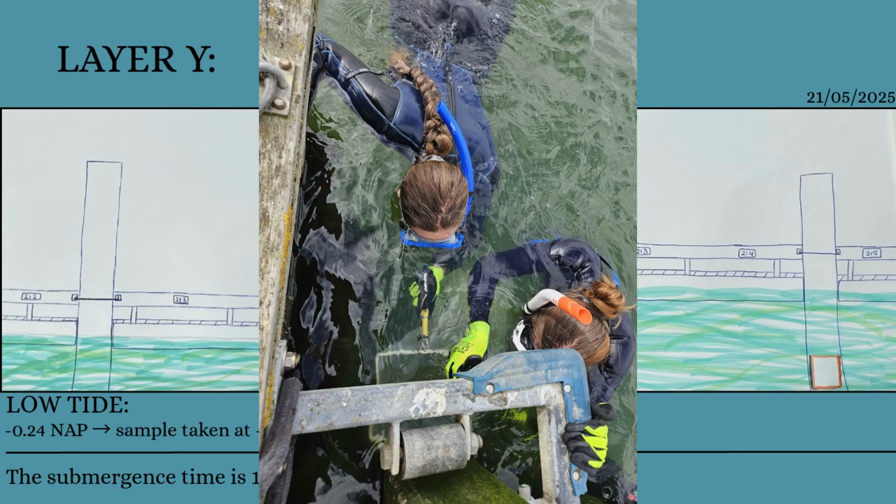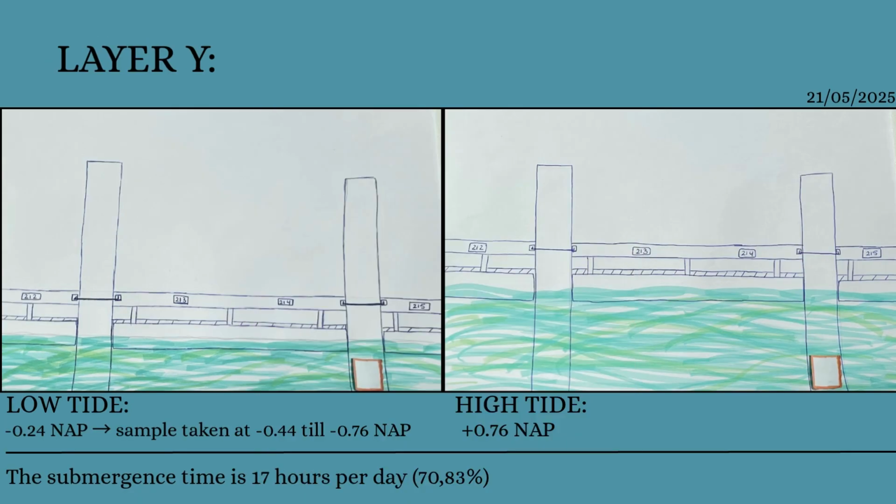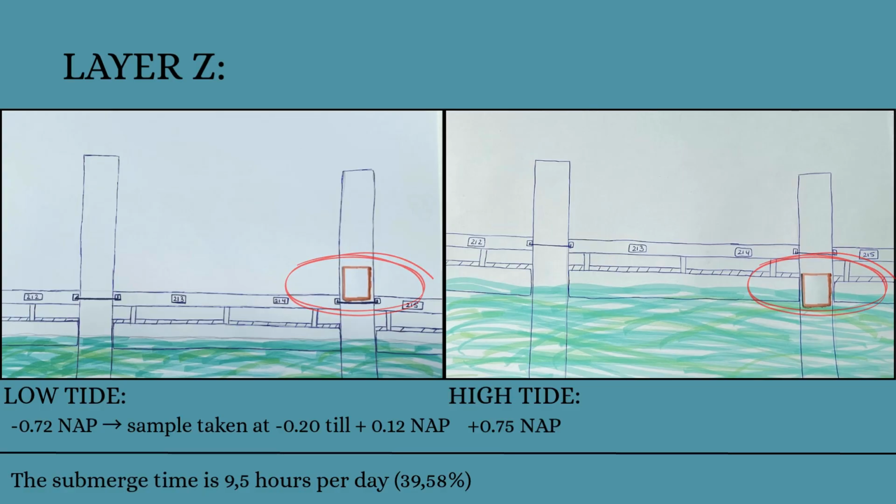The second day we went snorkeling during low tide. We took samples at a height of 44 centimeters below NAP. This is the top of the sampling frame. This set of samples was submerged around 70% of the time. The third day we took samples from shore at a height of 12 centimeters above NAP. These samples were submerged about 40% of the time.